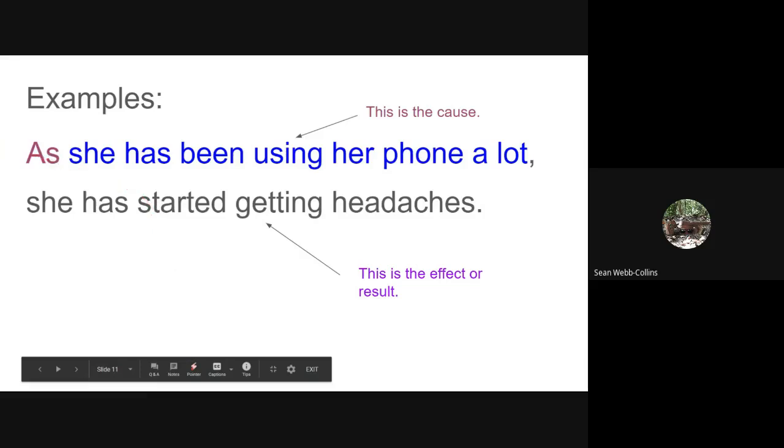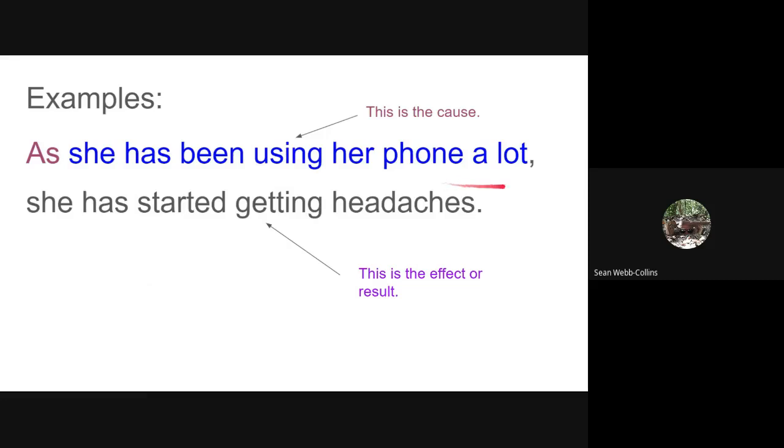One more example is a cause and effect subordinator. As she has been using her phone a lot, she has started getting headaches. So we can see that using her phone a lot is the cause of the headaches. Getting the headaches is the effect or the result of the action which started it, the cause. Using the phone resulted in her getting headaches.